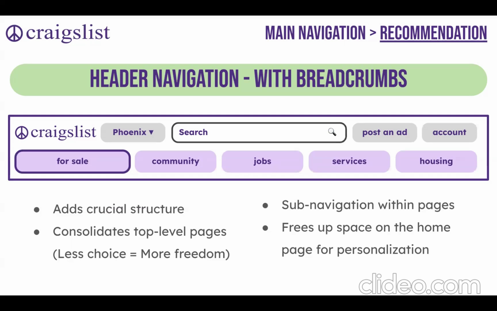As I said before, I'm consolidating some of the top level pages. This, of course, has the effect of less choice for the user, but it ends up making the user feel more free because they're not inundated with a massive amount of choice. You just have community, jobs, services, housing, for sale, and then you feel more willing to explore into those sections. And then, of course, the sub-navigation would be within those top-level pages. And then this navigation being so tight and on every page would free up the home page for algorithms and recommendations that you commonly see on other e-commerce sites.